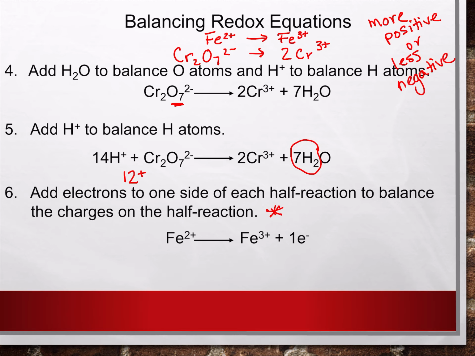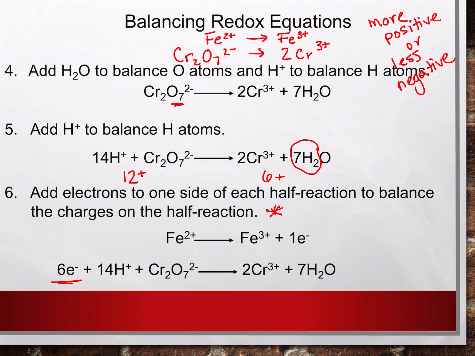The water is neutral, so overall, we have 6 plus on this side. Again, we're always going to add electrons to the more positive or less negative side. So we're going to add electrons to the left until it equals the right. We're going to add 6 electrons to this 12 plus, so that we get a 6 plus charge on each side of the reaction.